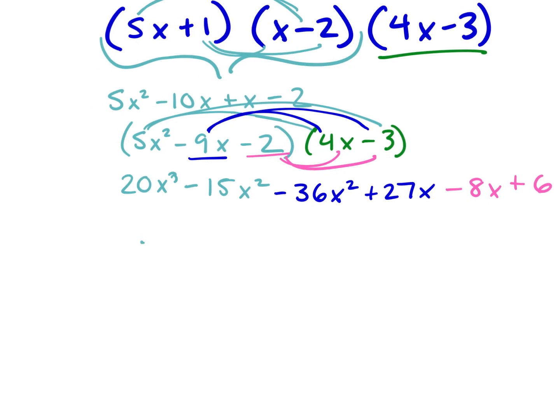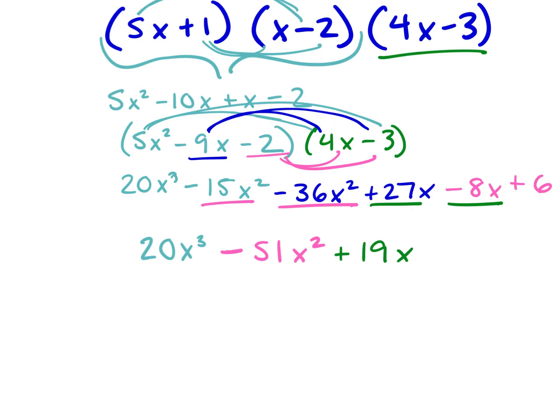Very last step, let's combine our like terms. We get 20x cubed. What's negative 15x squared minus 36x squared? Negative 51x squared. Then what's 27x minus 8x? So plus 19x and then plus 6. So this is our answer.